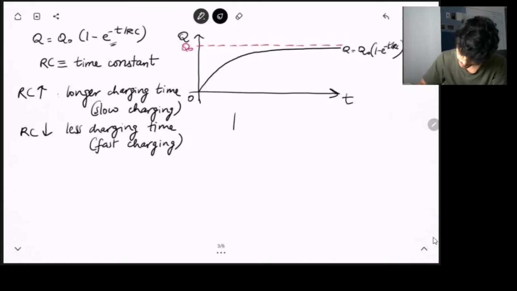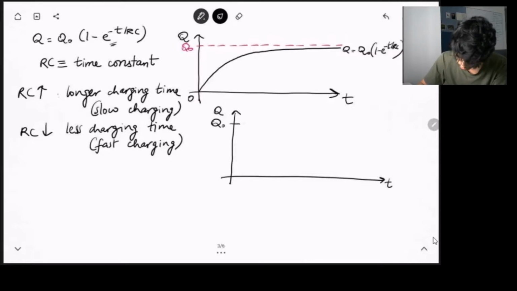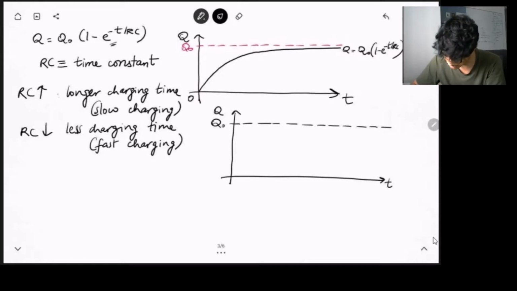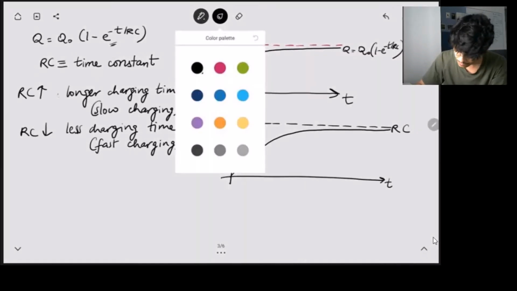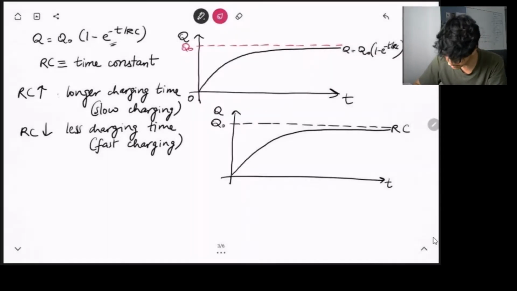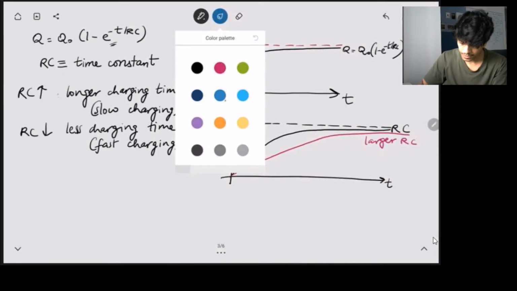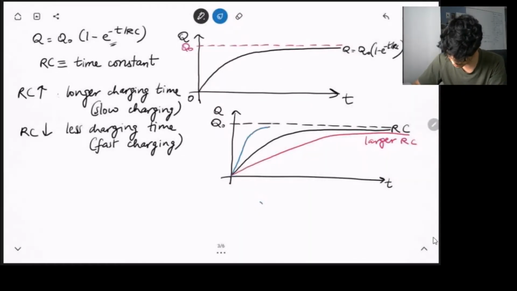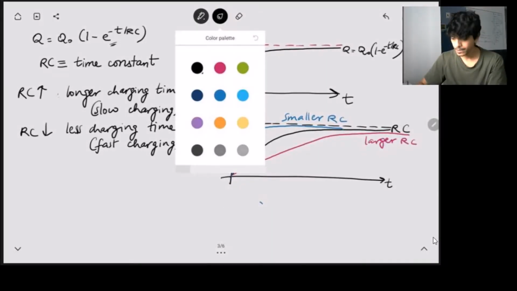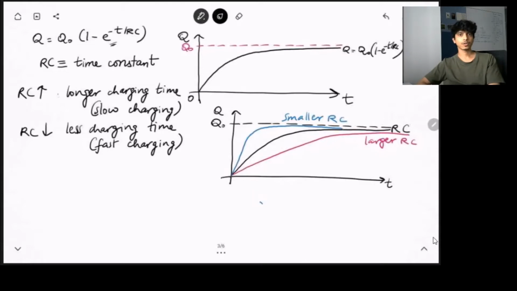Let's look at this graphically. So as a function of time, I'm plotting the charge, and let's mark Q0 over here as we did before. Now let's say for some typical value of RC, suppose the charging as a function of time looks like this. Then if I take a larger value of RC, then the charging will look like this. And if I take a smaller value of RC, then it will look like this. Right? So that's why we say RC controls how fast or how slow the charging process is.